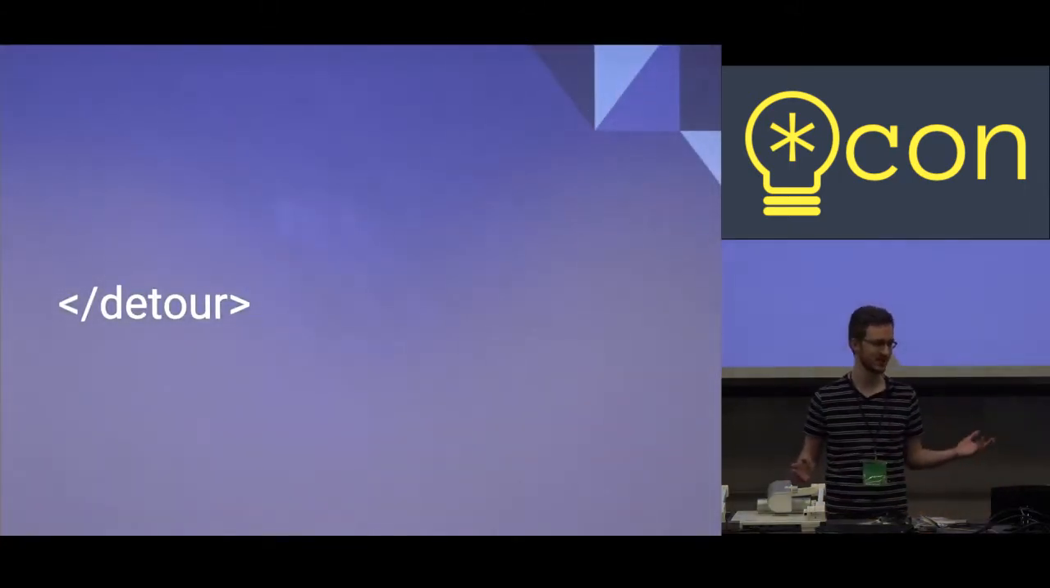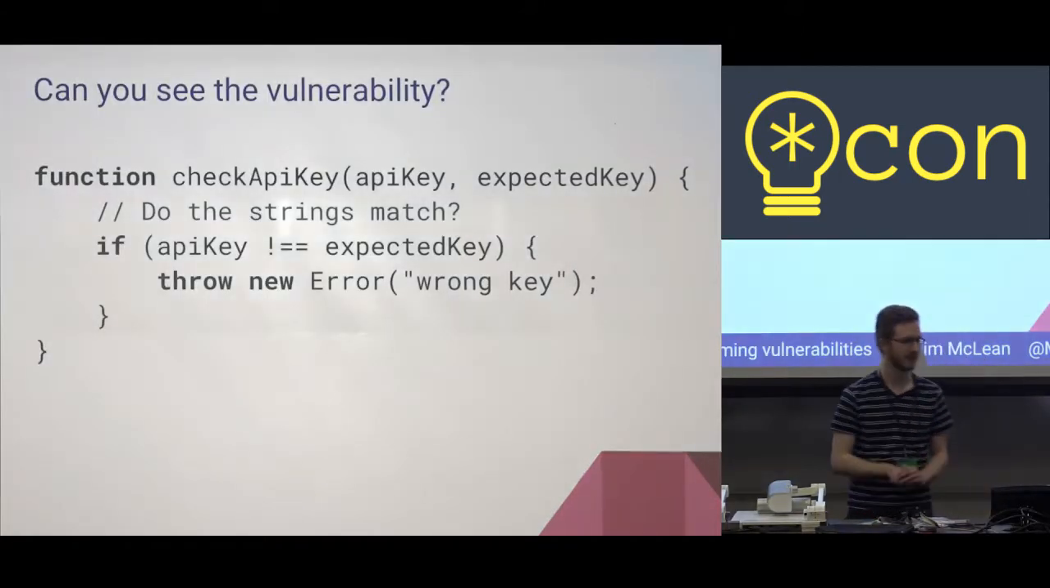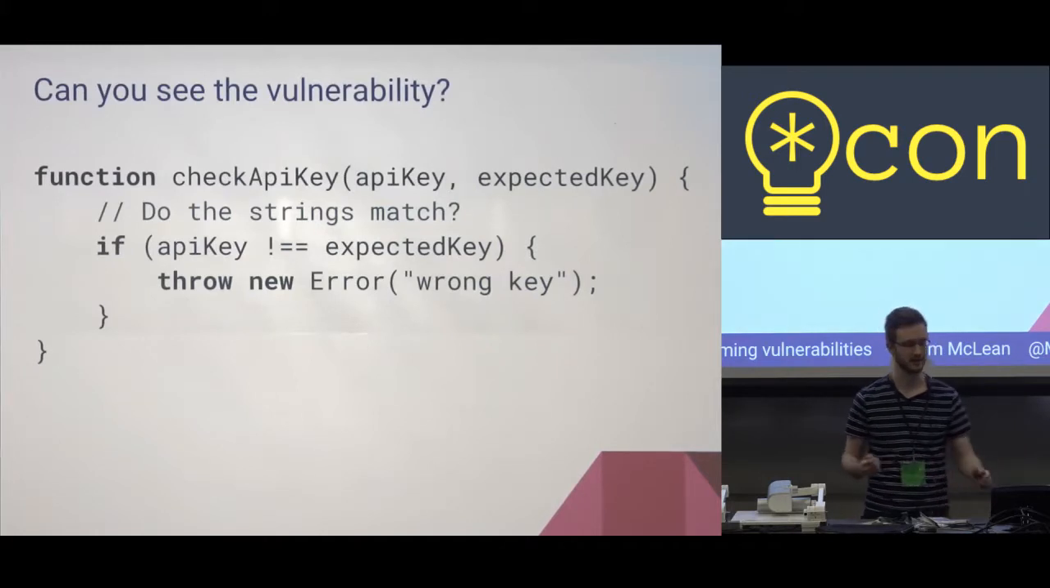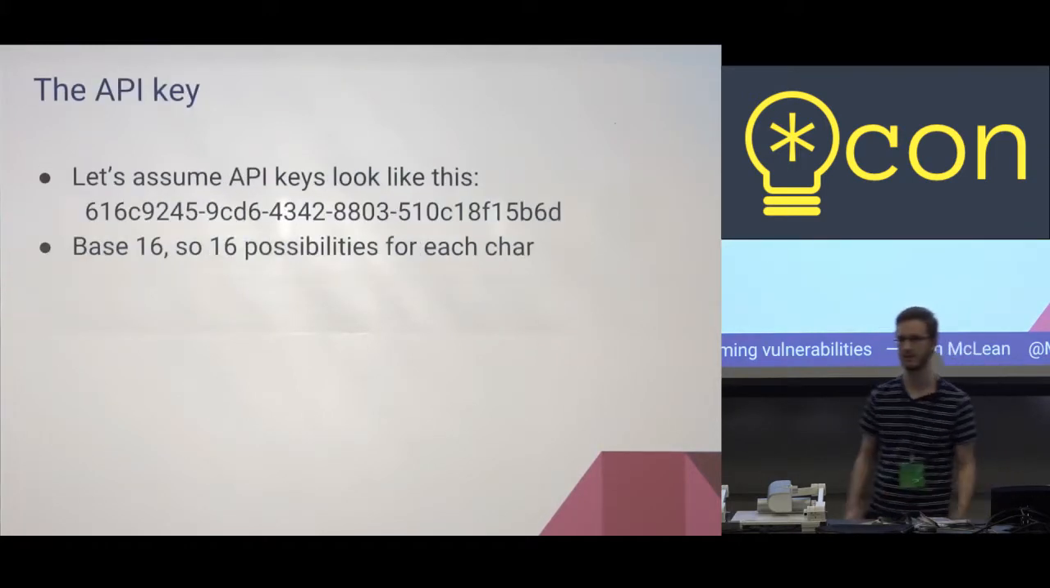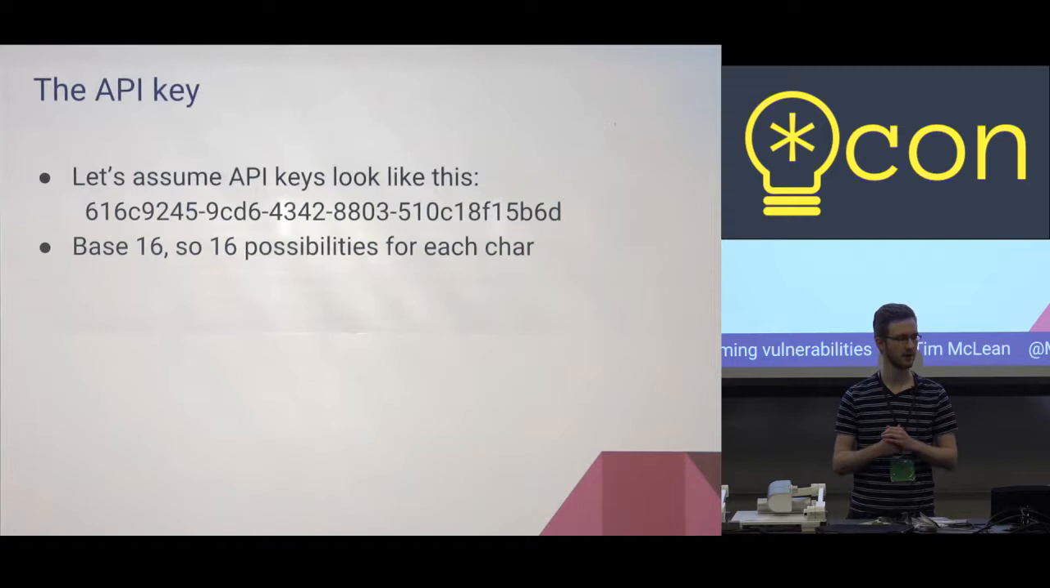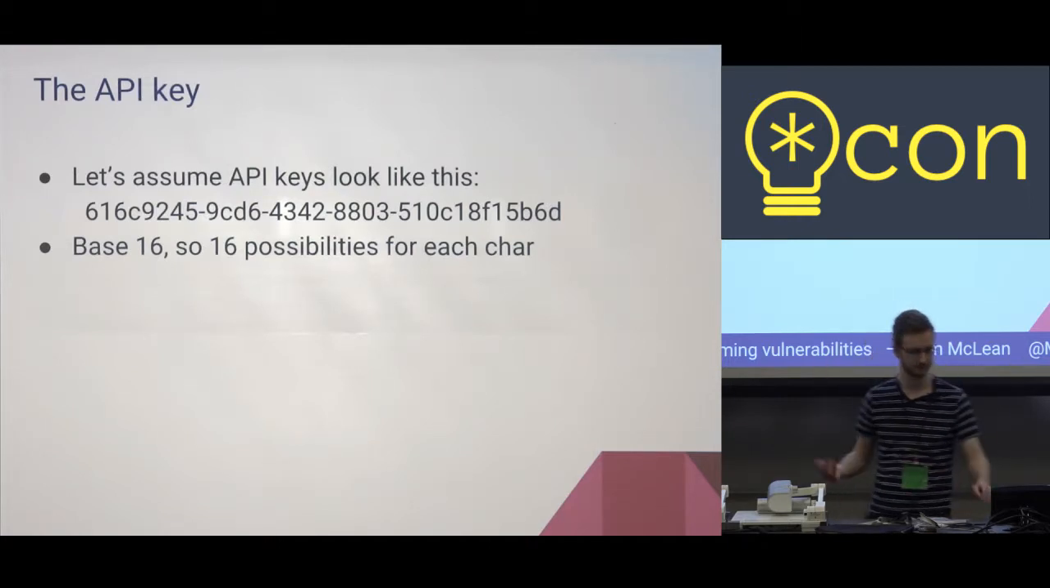Okay, so that finishes our detour. Now, back to our example code. Let's look at how we can exploit this. So first of all, let's assume our API keys look something like this. So this is a fairly standard looking API key used in a lot of applications, and we're using base 16 here. So there's 16 different possibilities for each character, 0 through F.